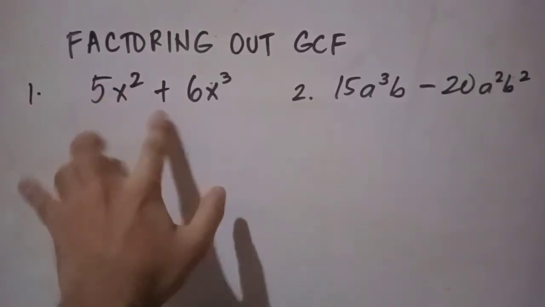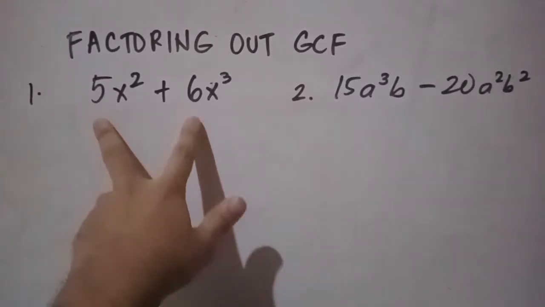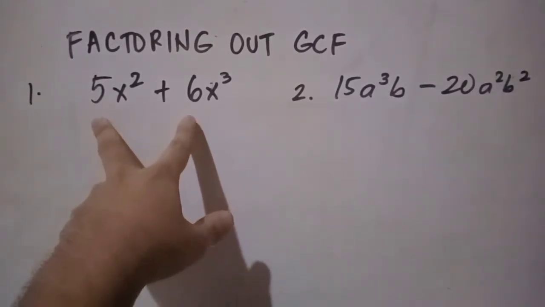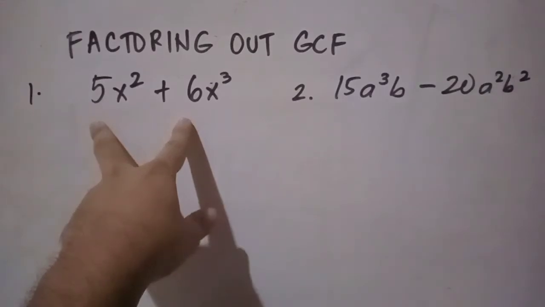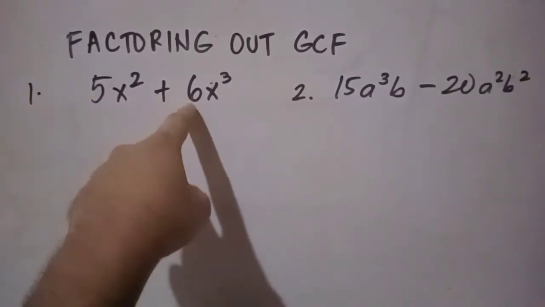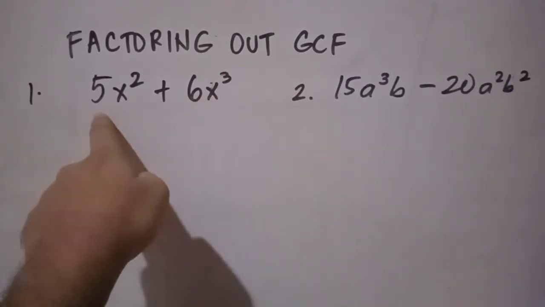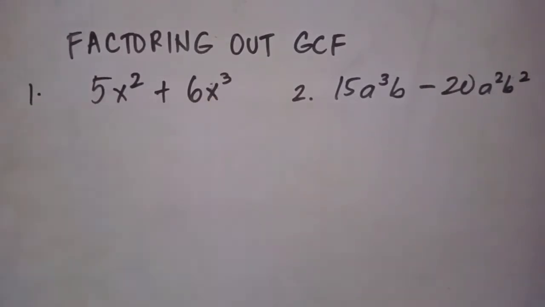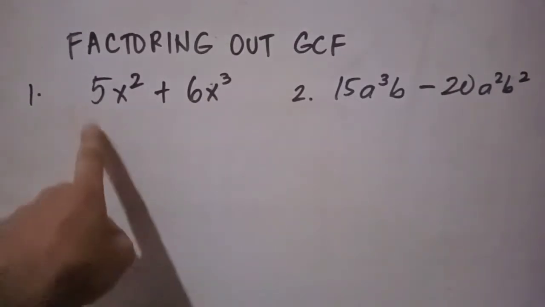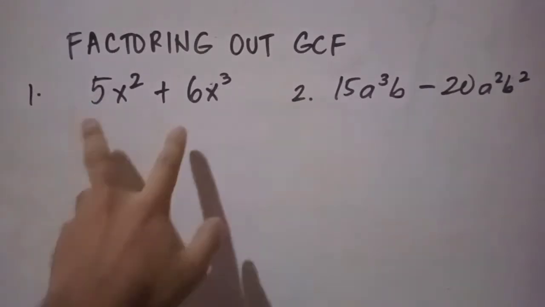So, unahin na natin si numerical coefficients. So, 5 at saka 6. So, as you can see, there is no common factor here. Diba? Wala tayong makita na common factor dyan kasi 6 is 2 times 3, diba? And then, wala namang factors na 2 tsaka 3 na meron sa 5. Okay? So, 5 is prime by the way. So, wala tayong common factor dyan.